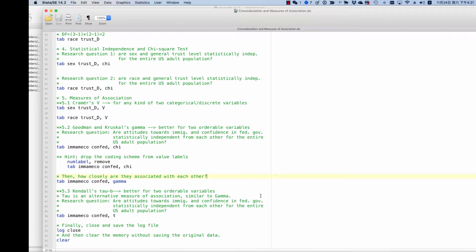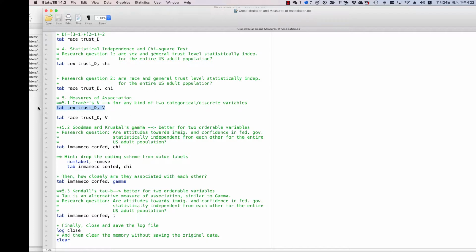This measurement is okay for any kind of discrete variables. These 2 variables could be non-orderable discrete at the same time, orderable discrete at the same time, or one is non-orderable while another one is orderable discrete. It doesn't matter. It applies to all the situation. In order to calculate Cramer's V for two discrete variables, what you need to do is to replace the CHI option by an option called V. Be careful that your Stata is case sensitive, so you have to specify this option in capital letter V.